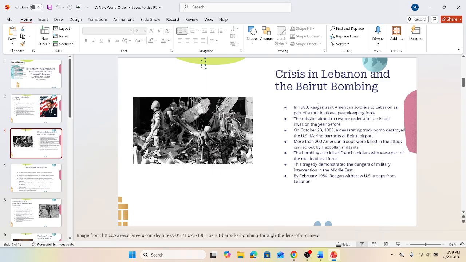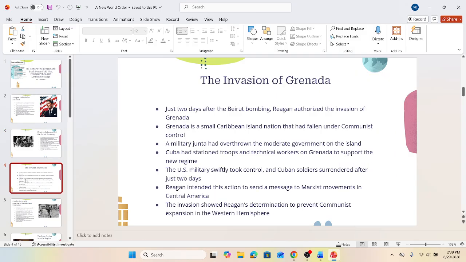In 1983, Reagan sent American soldiers to Lebanon as a part of a multinational peacekeeping force. But a devastating truck bomb destroyed the U.S. Marine barracks at the Beirut airport. The bombing also killed French soldiers who were part of this multinational force, and the tragedy demonstrated the dangers of military intervention in the Middle East. So by 1984, he withdrew the troops from Lebanon.